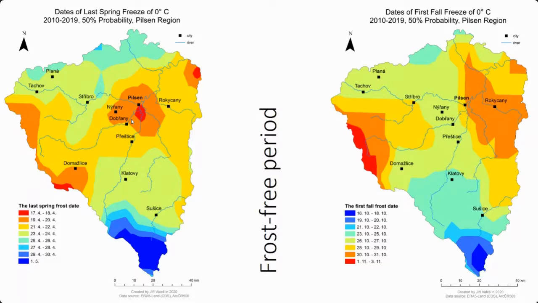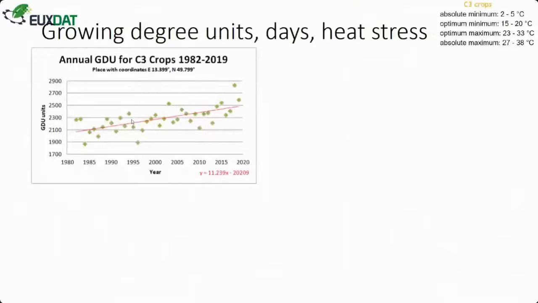So it's not suitable for all plants, but for some you can use this. Then we actually calculate something else from the temperature, temperatures above some thresholds. You can see the thresholds here for something called C3 crops. I think wheat is in that group. This is some agriculture categorization.